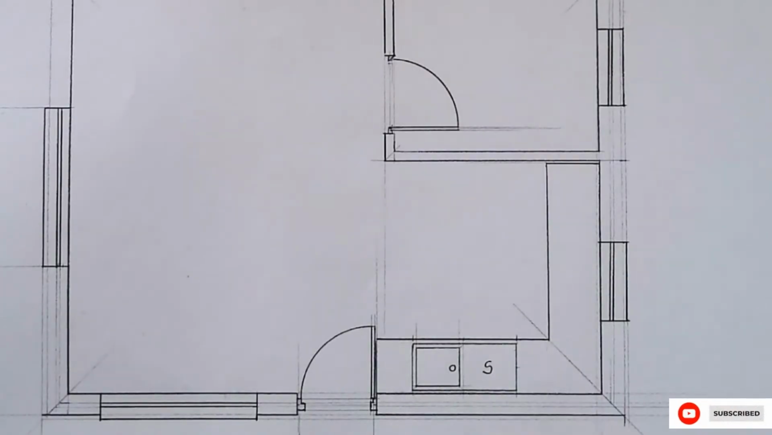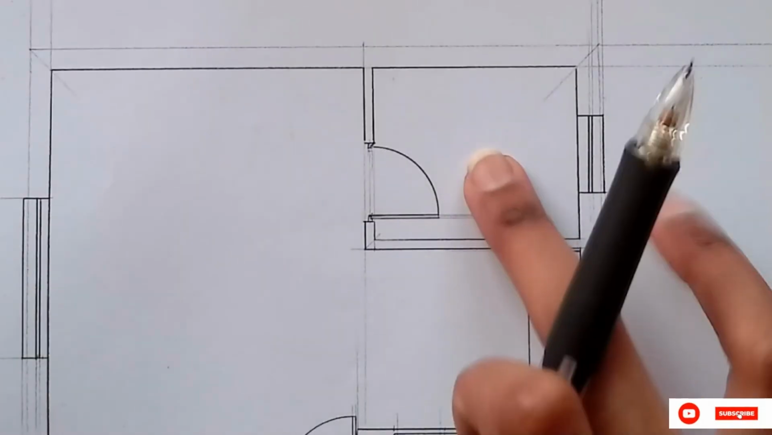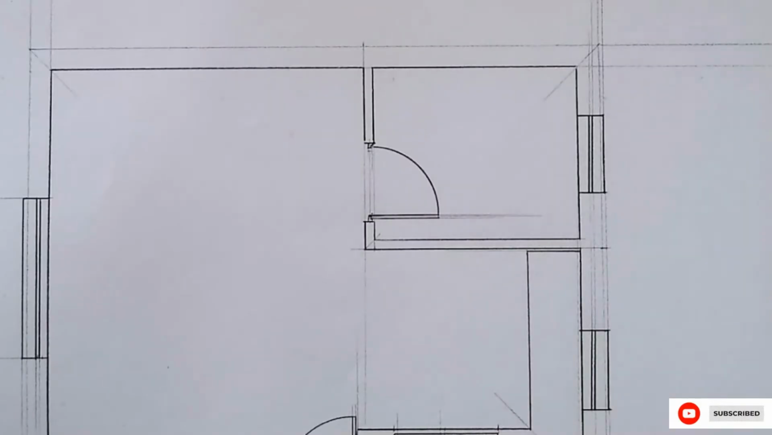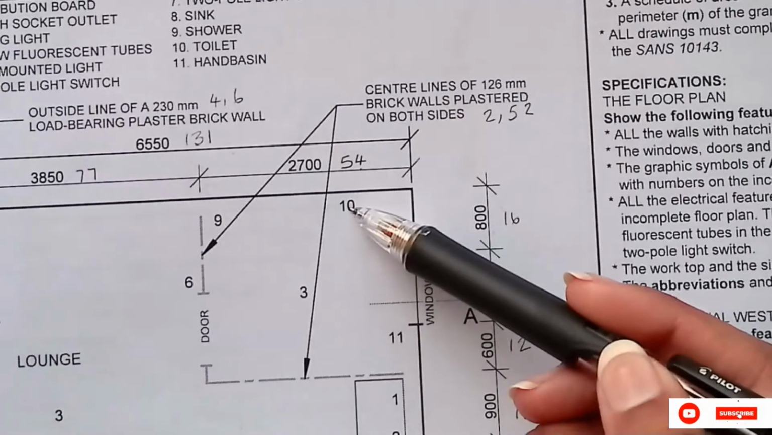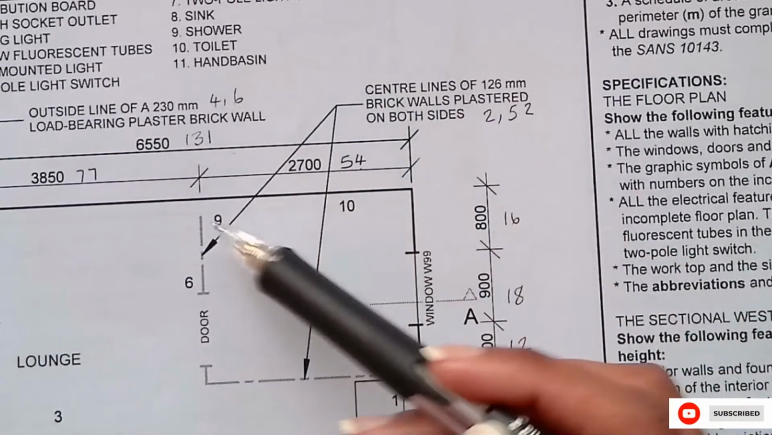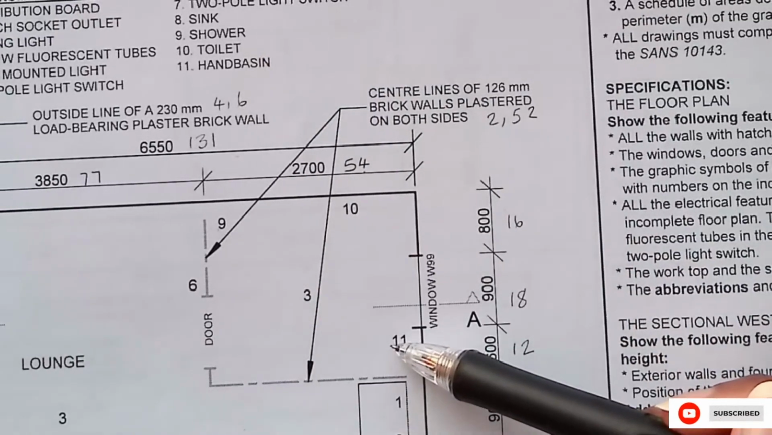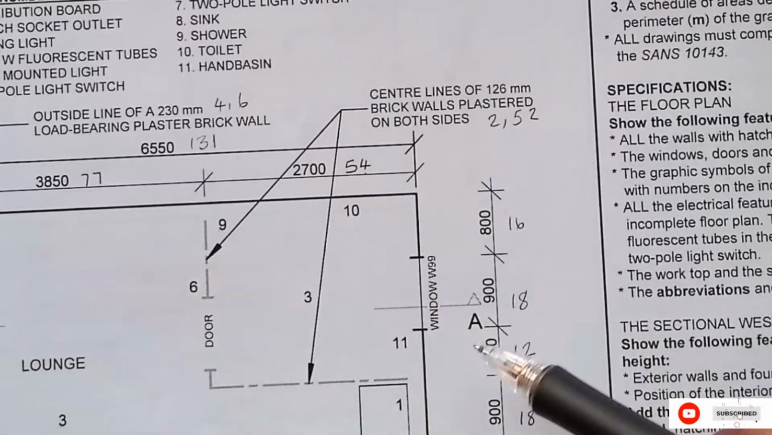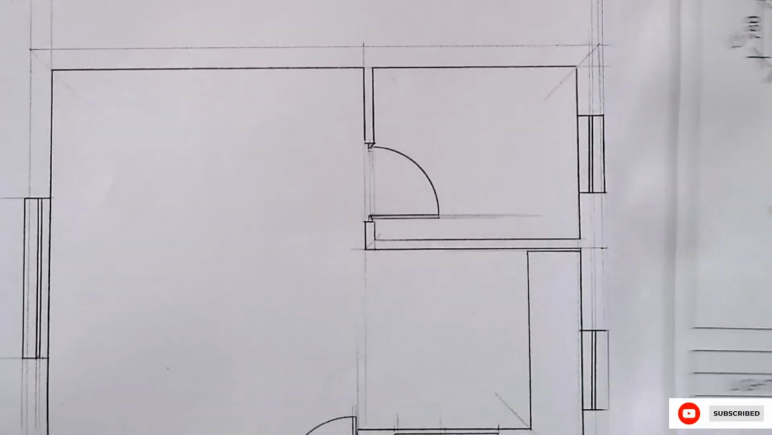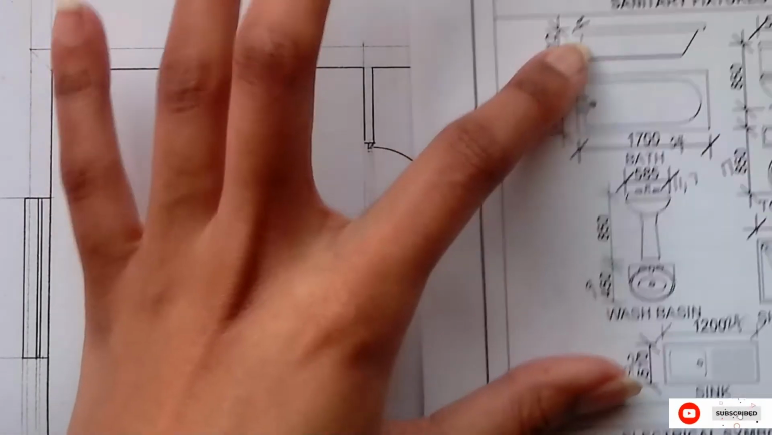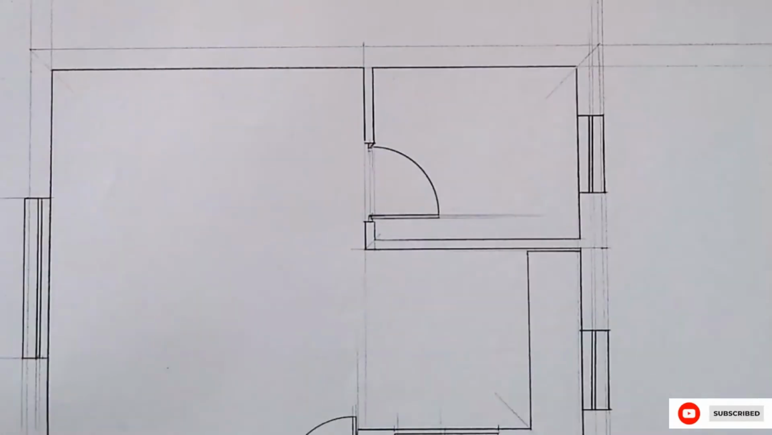Once I have my sink, I can now go into here, and you will see that we have 10, which is a toilet. We have 9, which is a shower, and then 11, which is a basin. So we need to put a toilet, a shower, and a basin. Sorry, and the dimensions are also given here. So we'll be using these dimensions.